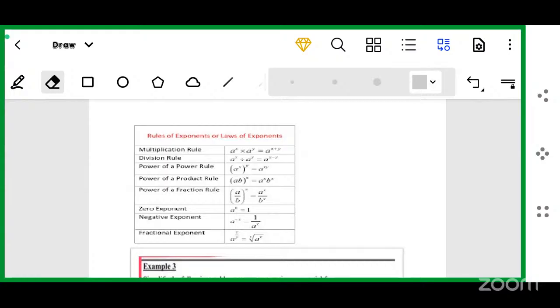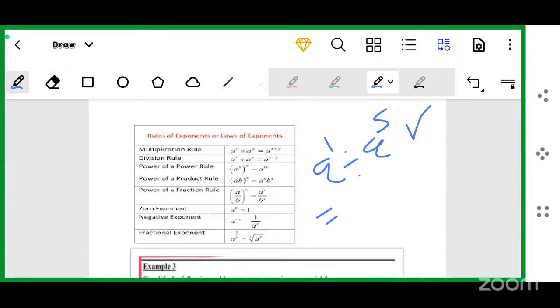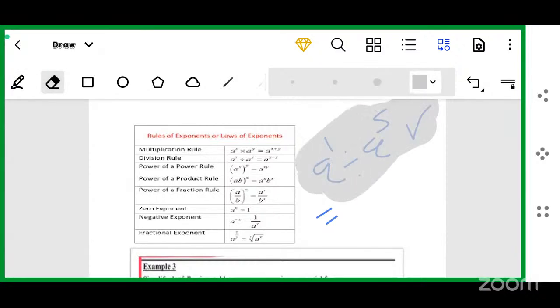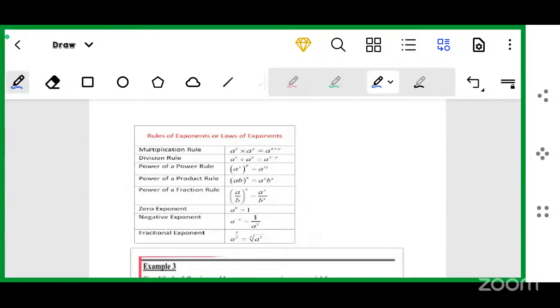Okay, perfect. Do you remember the one whereby you are dividing the same bases? Yes, ma'am. Okay, what do we do if we are dividing the same bases but different exponents? So let's say we have a to the power of 1 divided by a to the power of 5. Do you know this rule? Yes, ma'am. You minus the exponents. Perfect.